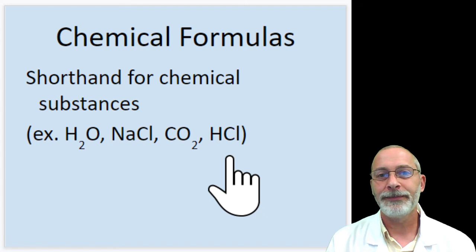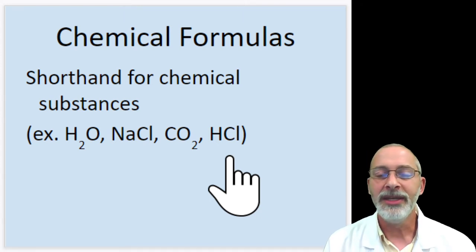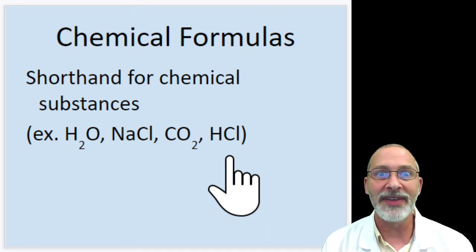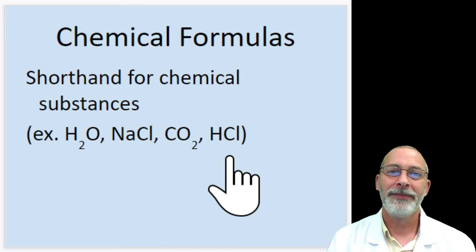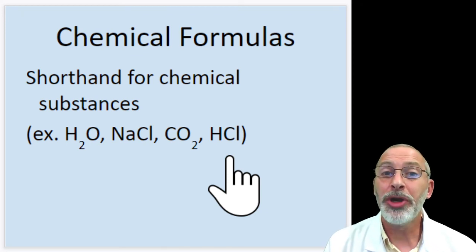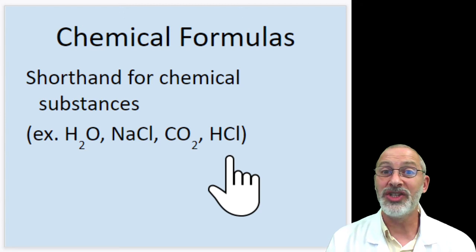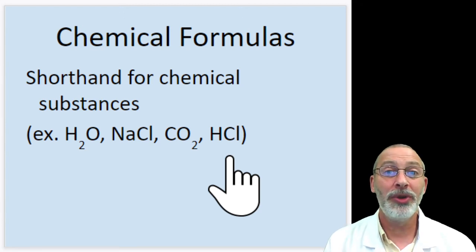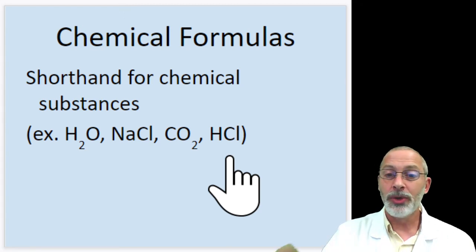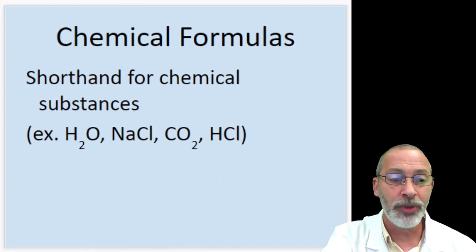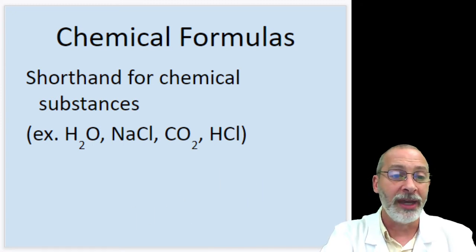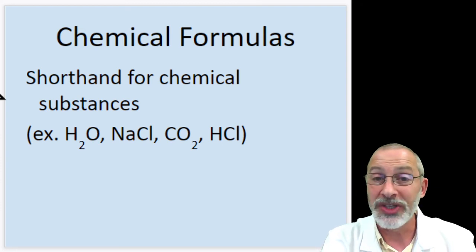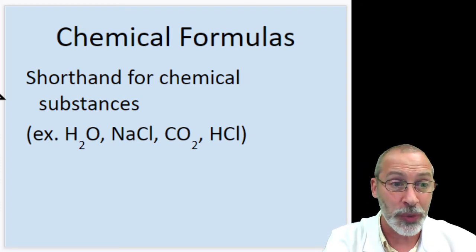HCl. I'll give you a hint. It's a type of strong acid. It's hydrochloric acid. HCl, hydrochloric acid. So here are some common examples of formulas, and you're going to become very familiar with these formulas and other formulas as well as we proceed through this topic this week.